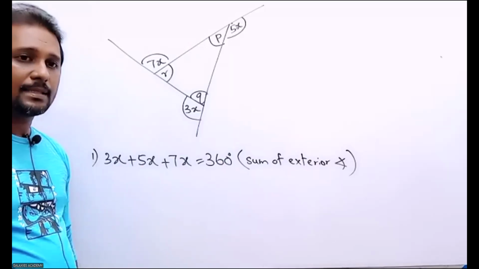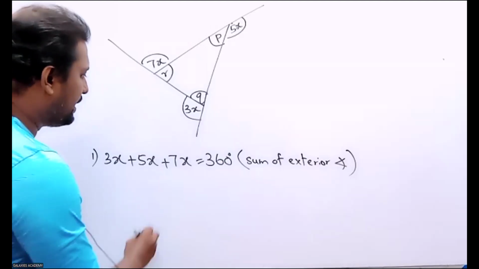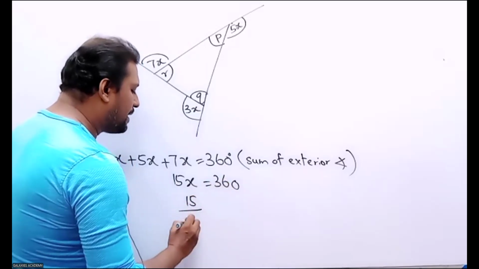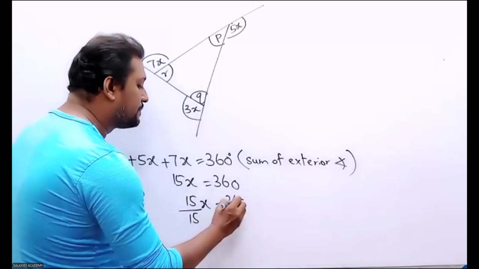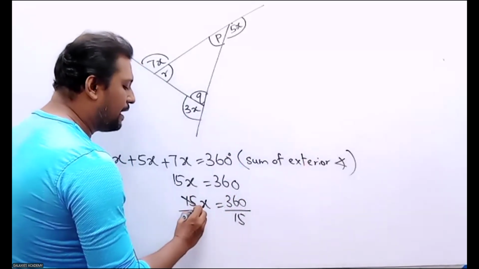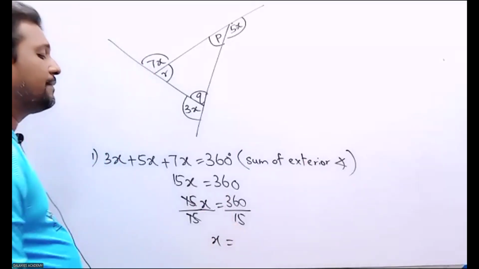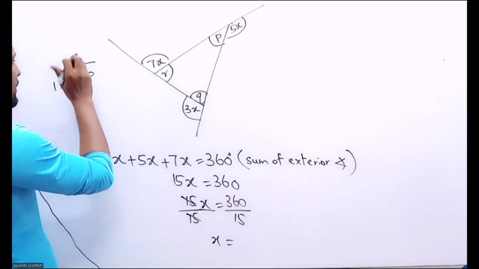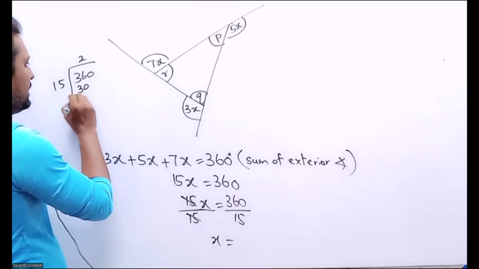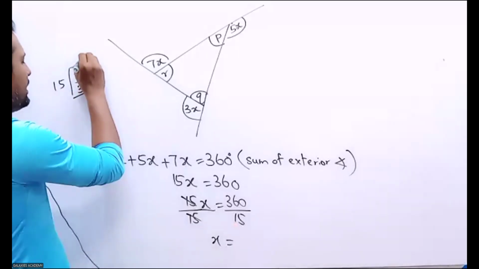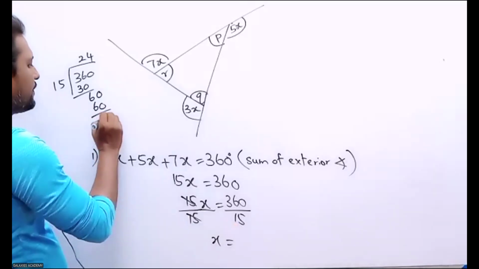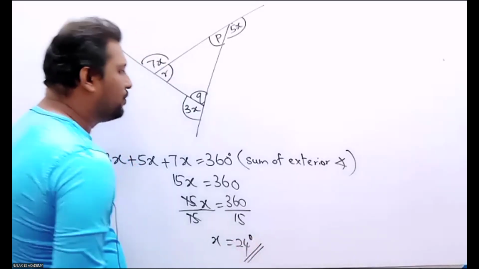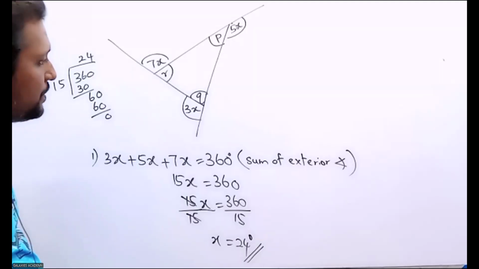Then you can solve this simple equation, right? 3x plus 5x is 8x, 8x plus 7x is 15x. So 15x equals 360. Then divide both sides by 15. Then you can get the value of x. x equals 360 divided by 15. 36 divided by 15 is 2. 2 times 15 is 30. Remaining 6. 60 divided by 15 is 4. 4 times 15 is 60. So what is the answer? 24. The value of x is 24 degrees. Right?